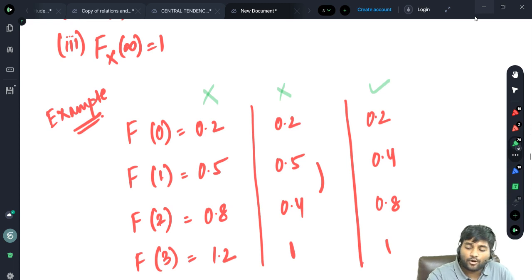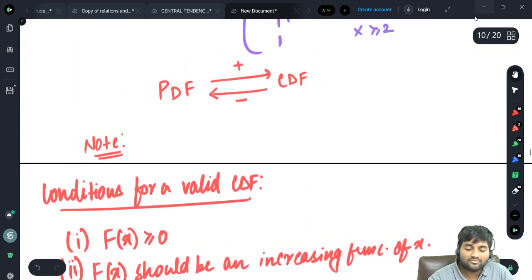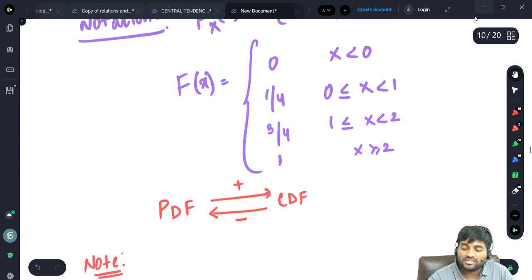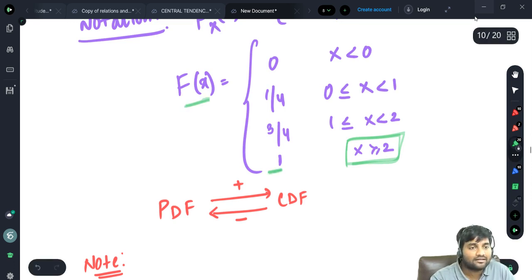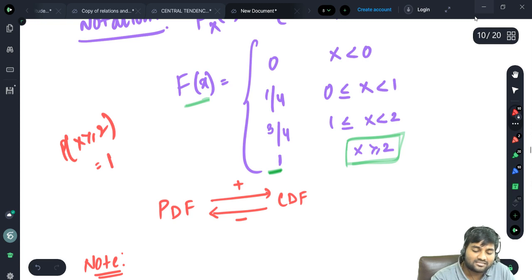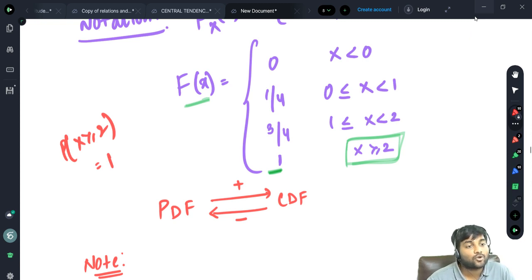This note is very important. For x greater than or equal to 2, your CDF is 1. Now if I ask you, from just this scenario, what is the probability that x is greater than or equal to 2? You might say, sir, the answer will be 1. But it is a wrong answer. So CDF values are always deceptive.